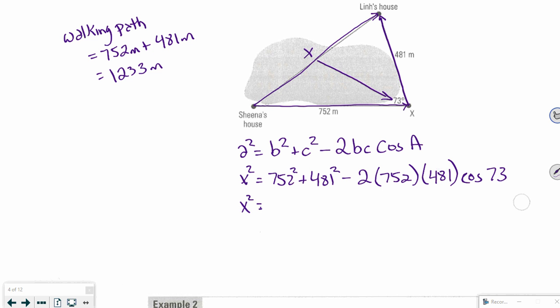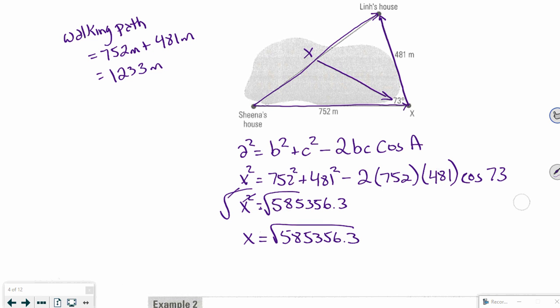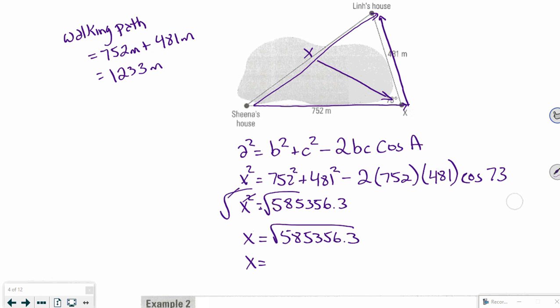If I type all of that into my calculator, simplify as I go, I'm going to get 585356.3. Last step is to take the square root of both sides. Cancel my squared on my x. So x equals the square root of 585356.3. And so x equals 765.1. Same units as in my question, so meters.